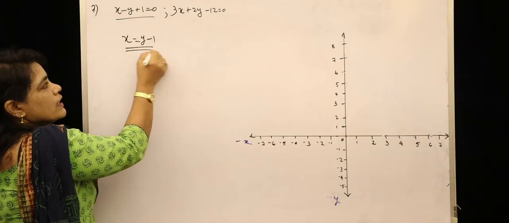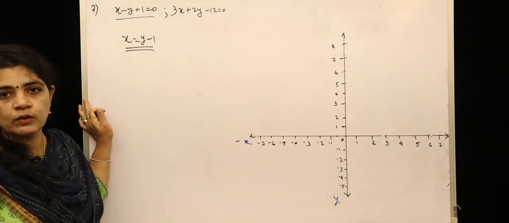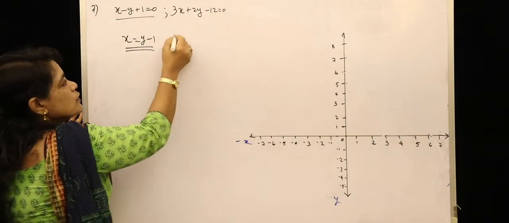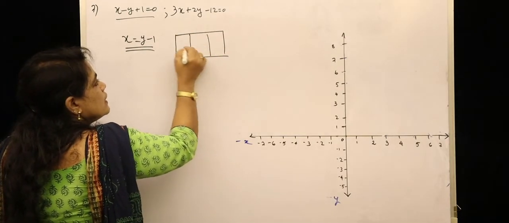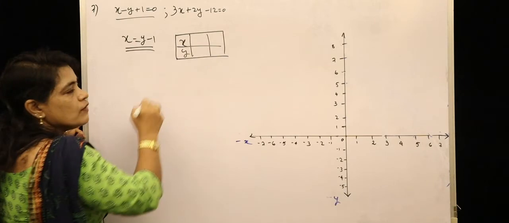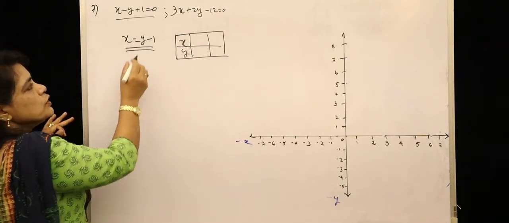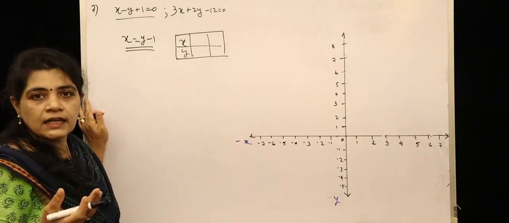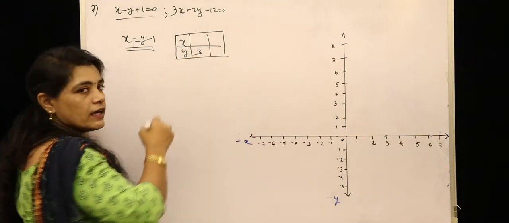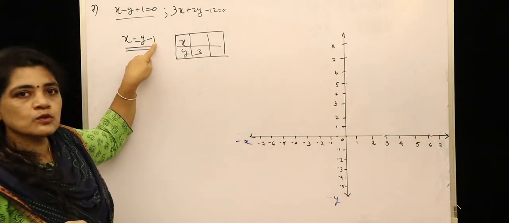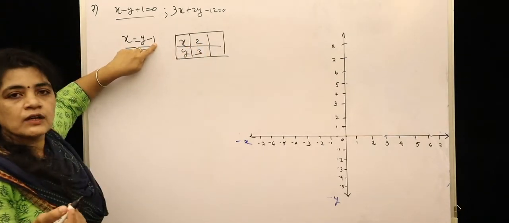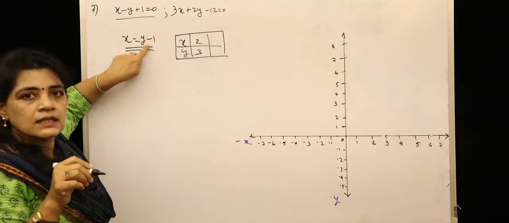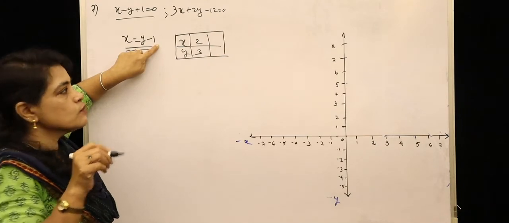So we have x is equal to y minus 1. I am going to draw the solution set for this first line, and we need two values of x and y. I am going to substitute for y as 3. If I take y as 3, 3 minus 1 is 2. Next I am going to take y as 6, that is 6 minus 1 is 5.